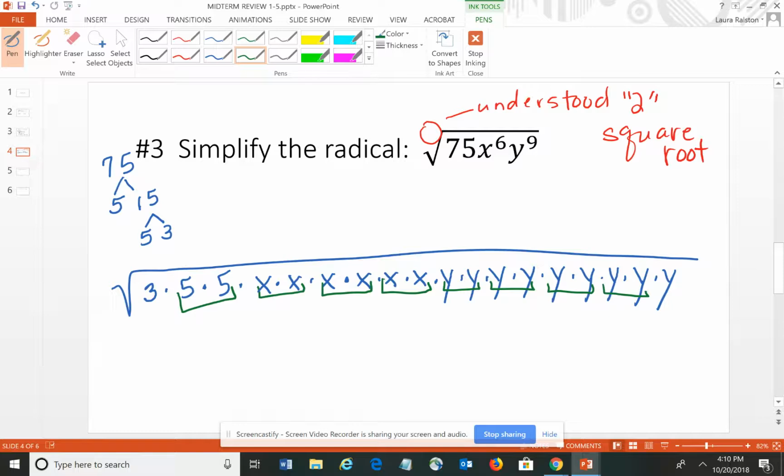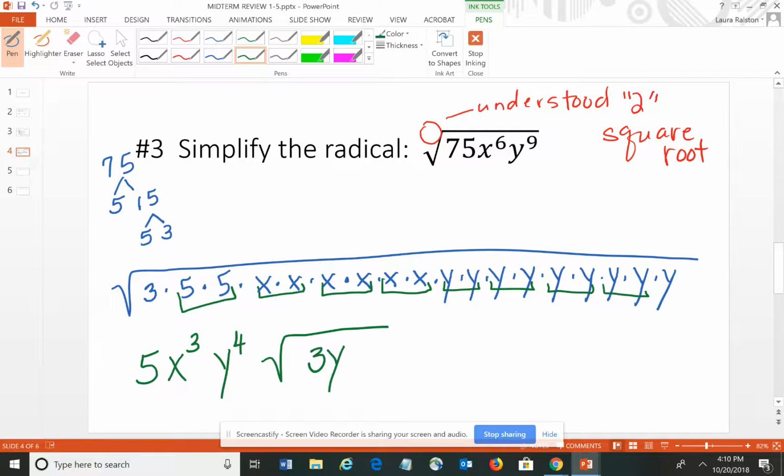Remember, if it's a full set, it gets released or it gets out from underneath the radical. So I'm going to have a 5x, and there are 3 of them. Y, there are 4 of them. And then things that didn't have a partner, we have a 3 and a y.